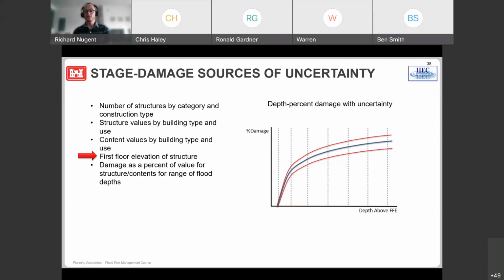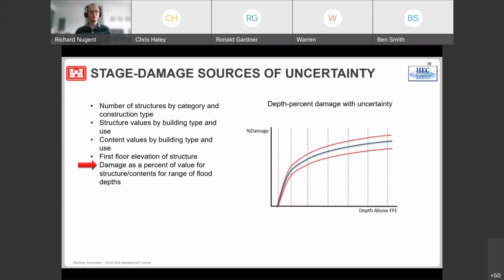The first floor elevation of a structure, uncertainty here comes from precision and accuracy of measurement. Often we get at the first floor elevation of a structure by adding foundation height onto ground elevation, and foundation height is often measured by counting steps, right? We just look at Google Earth, we count the number of steps. So counting steps, there's less uncertainty in the number of steps, but there's uncertainty in how high those steps are. There are regulations or codes over how high those steps should be, but there's still uncertainty in that.